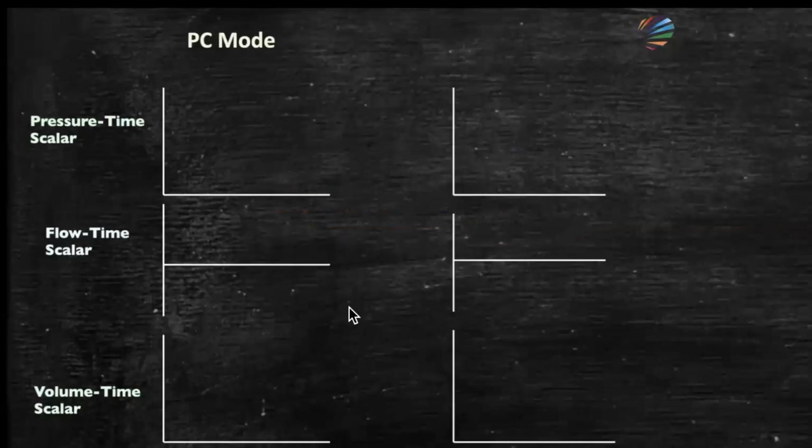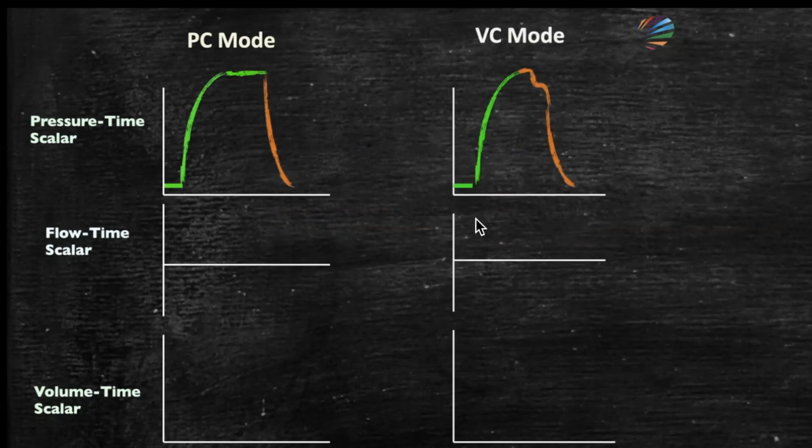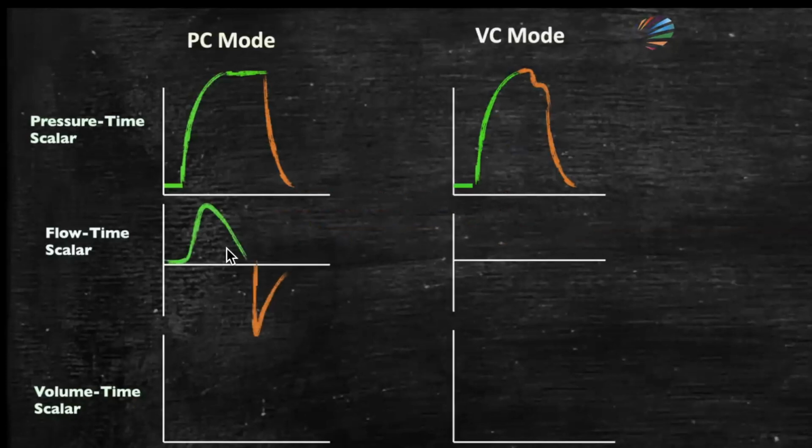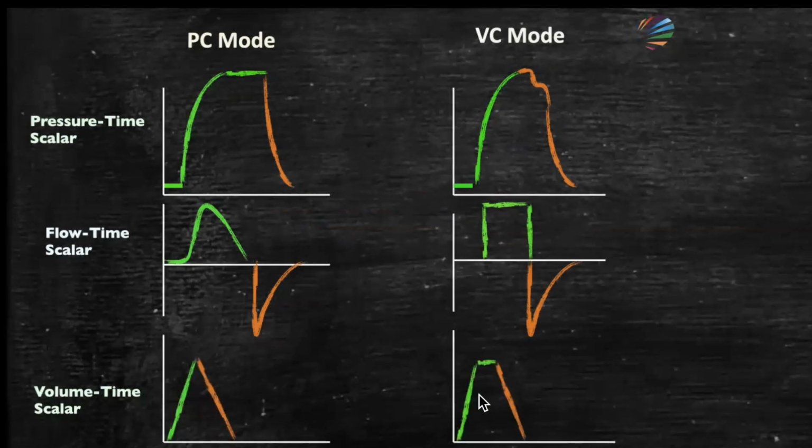So depending upon the mode, there will be variations. During pressure control mode, you will have a pressure time scalar looking like this with a flat top. But in volume control mode, you will have two pressure peaks, that is PIP and P plateau. Next slides will go more deep into it. In flow time scalar, you will have a decelerating flow in pressure control mode, and in volume control mode, you will have a constant flow. And in pressure control mode and volume control mode, the volume time scalar almost looks the same.